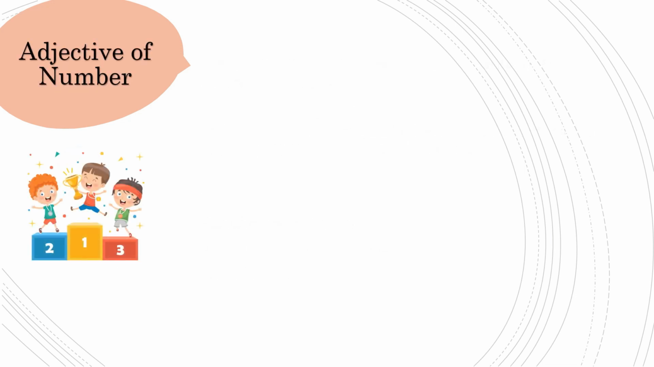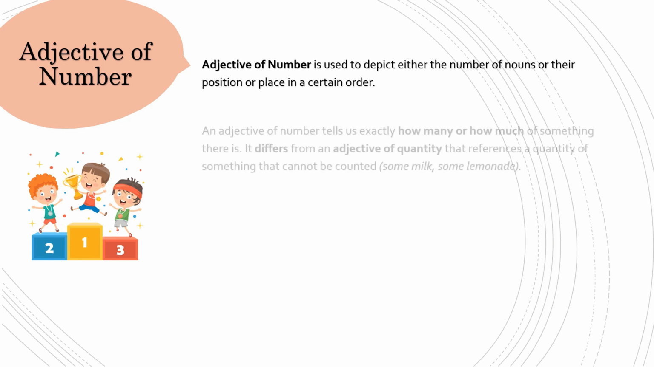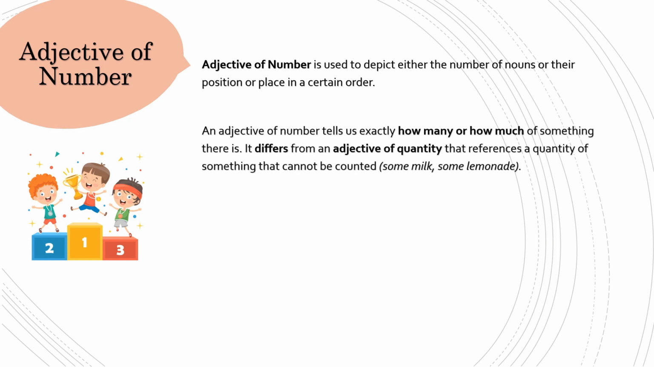Adjective of number. Adjective of number is used to depict either the number of nouns, or their position, or place, in a certain order. An adjective of number tells us exactly how many, or how much of something, there is. It differs from an adjective of quantity, that references a quantity of something that cannot be counted, some milk, some lemonade.